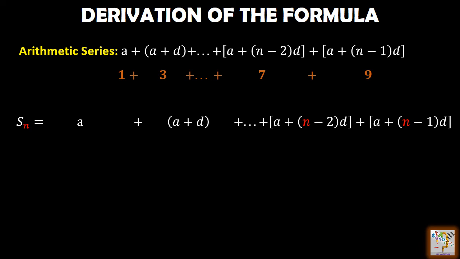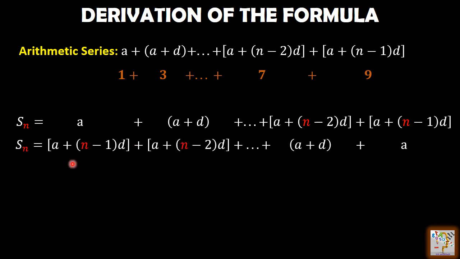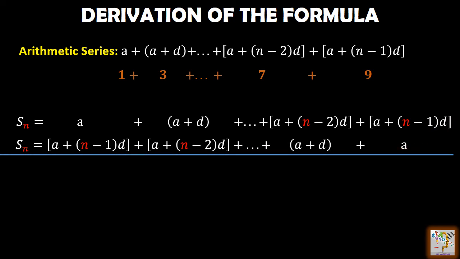What was the second step? Exactly, you write the series in reverse. So if we write it in reverse, a will correspond with a plus n minus 1 into d, and then a plus d will correspond to a plus n minus 2 into d, and so on. And then a plus n minus 1 into d will correspond with a. Let me underline so that you understand what I'm talking about. Then what was our next step?